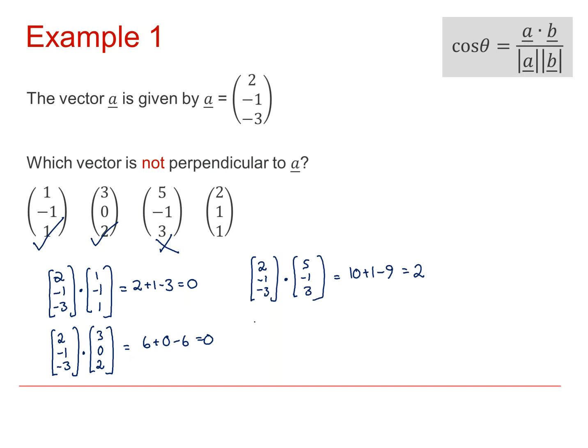Because this is effectively a multiple choice question, we'll just check the last one to make sure that we haven't made any mistakes. So (2, -1, -3) dot (2, 1, 1). That's 4 minus 1 minus 3, which is 0. So yes, the other 3 vectors are perpendicular, and the only one that isn't is (5, -1, 3).